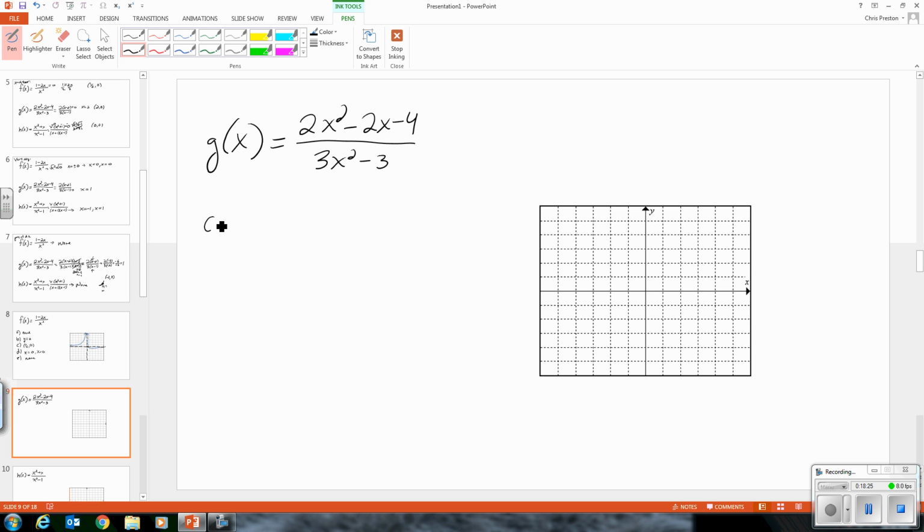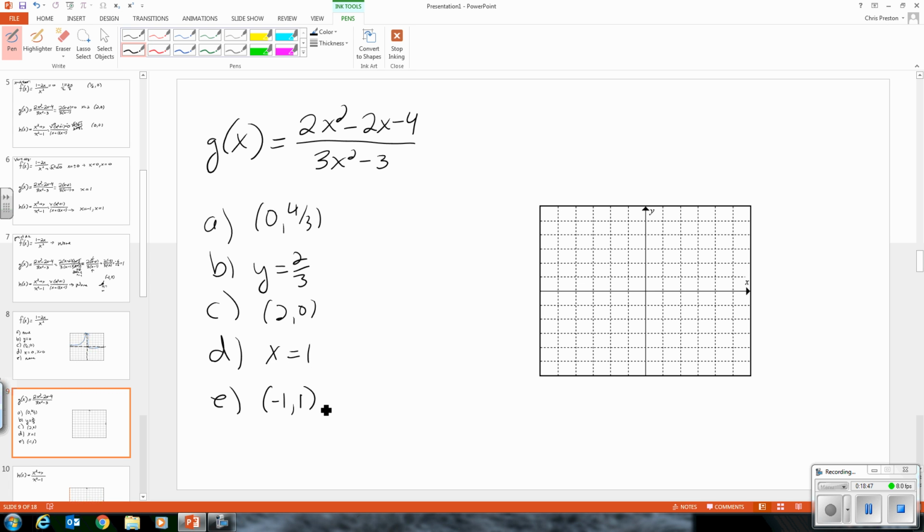So, again, A, B, C, D, E. Here we had a y-intercept at 0, 4/3. Y equals 2/3 was our horizontal asymptote. 2, 0 was an x-intercept. X equals 1 was a vertical asymptote. And then we had this point of discontinuity at -1, 1. So we're going to plot all this information that we have.